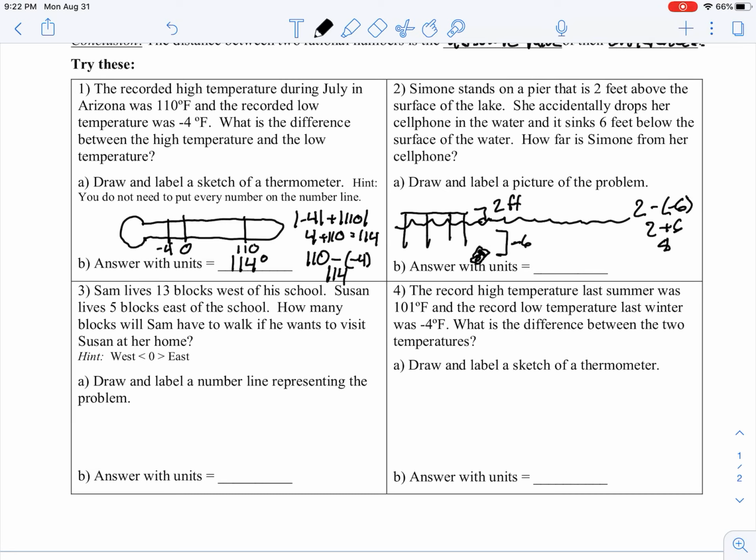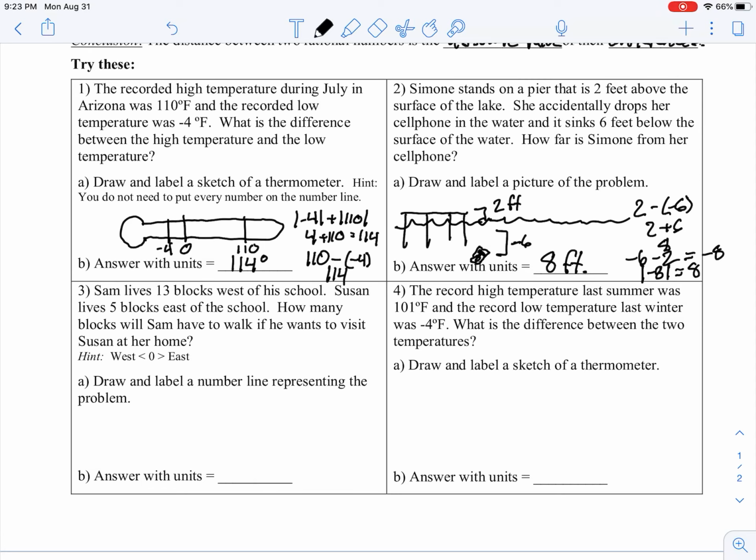And it works the same way. We can do -6 minus 2, which is -8. But remember, we want to do absolute value since this is a distance, and the absolute value of -8 is 8. So how far away is she from her phone? Well, she is 8 feet from her phone.